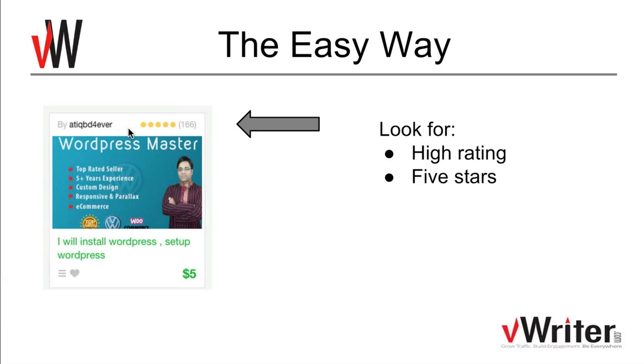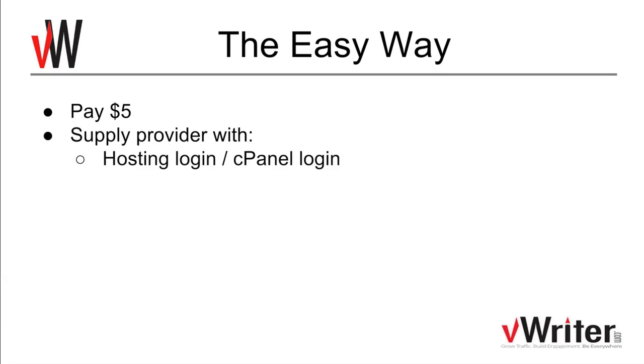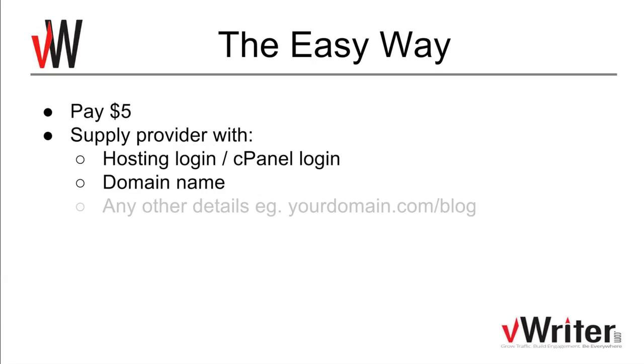So you pay $5. You then supply the provider with the information they will ask you for, such as your hosting login or your cPanel login, just to allow them to log in and do the work needed to install WordPress for you. They'll ask for your domain name, so just let them know what site you would like it added onto, and any other details. For example, you might not want it on the straight domain, such as yourwebsite.com. You may want it in a subdirectory, /blog for example. So you can just let them know where you want that to be installed.